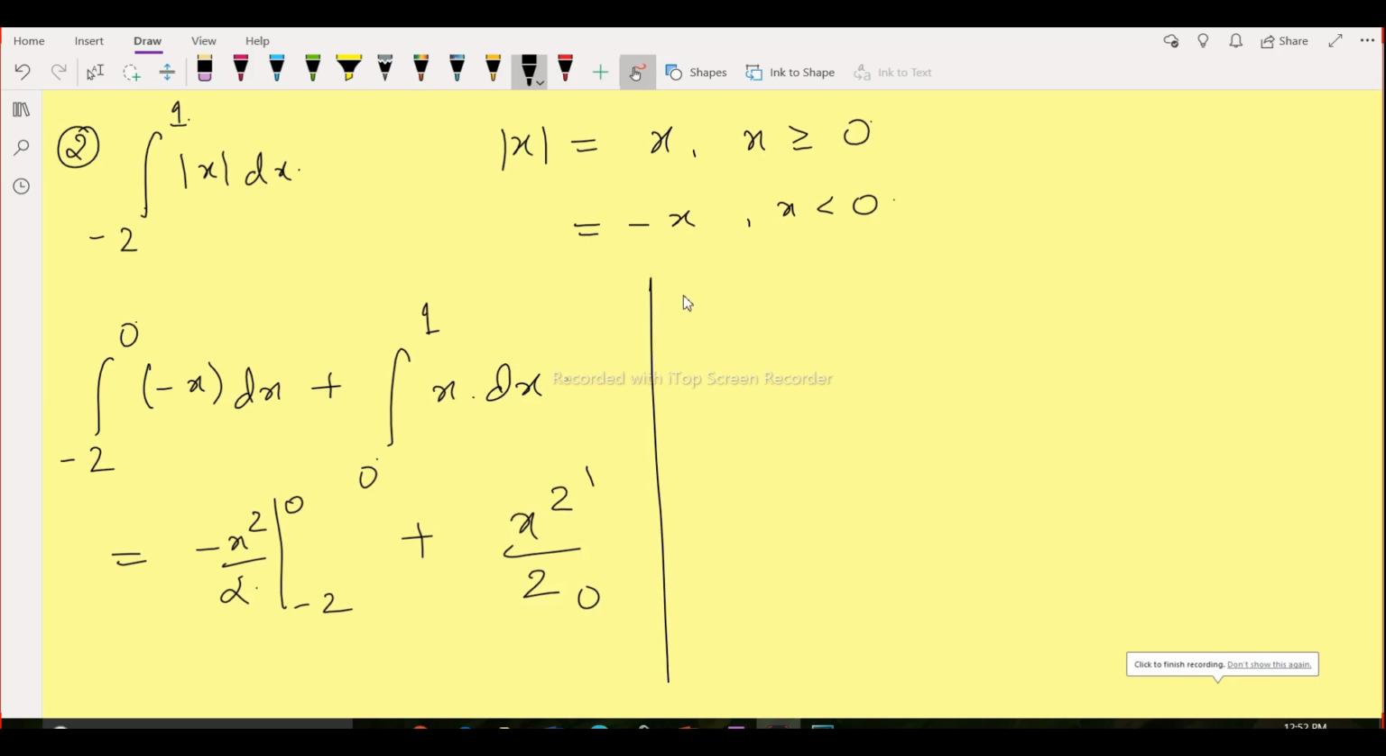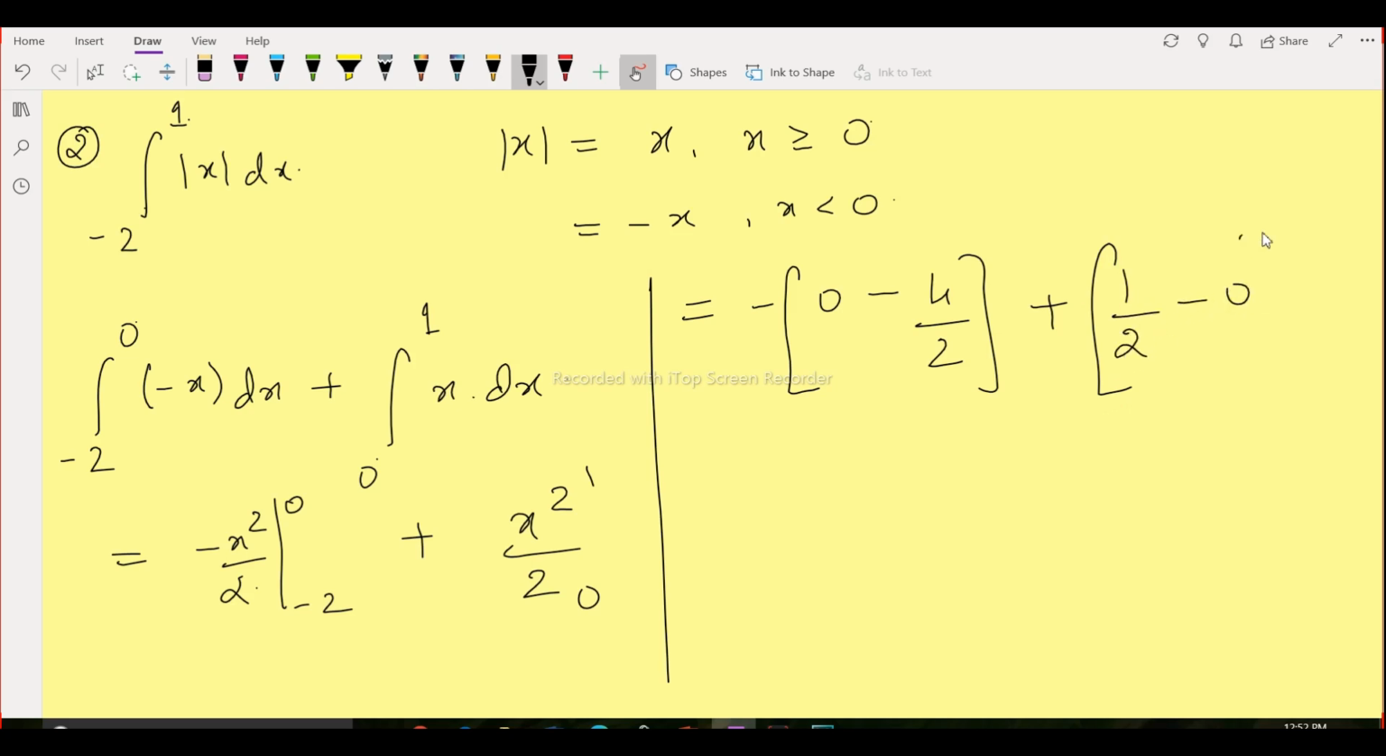And now when you put the limits, you get, with the minus sign, 0 minus 4 by 2, plus 1 by 2 minus 0. So what you get is 2 plus 1 by 2. So the answer is 5 by 2.